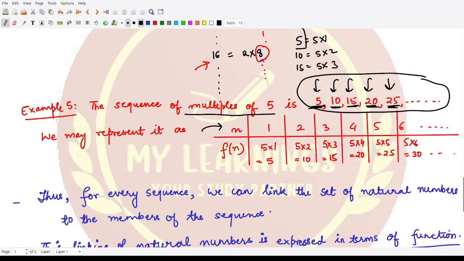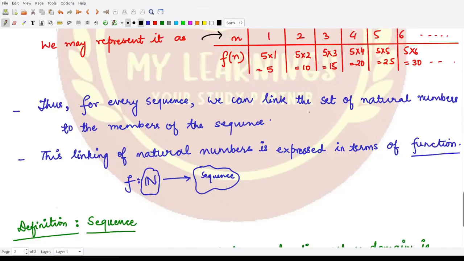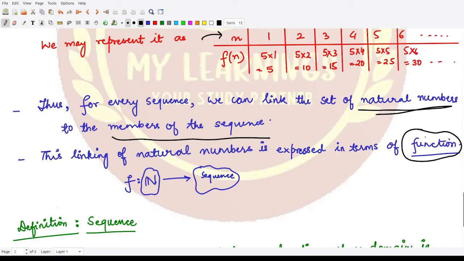So with each of these terms present in our sequence, we can link or associate a natural number. For each n, we have f of n as 5 into 1, which is 5, 5 into 2, which is 10, 5 into 3, which is 15, 5 into 4, which is 20, 5 into 5, which is 25, 5 into 6, which is 30, and so on. Therefore for each sequence, we are linking the set of natural numbers to the members of this sequence, and we can express this linking mathematically through the use of a function.